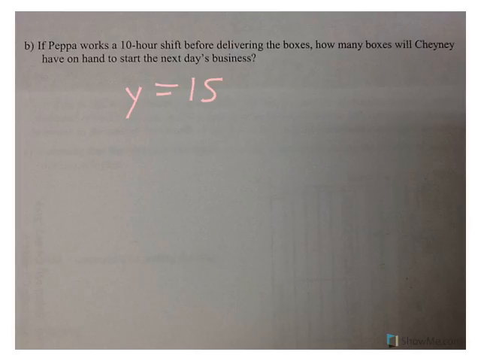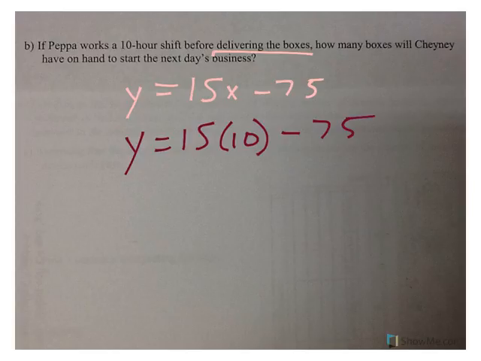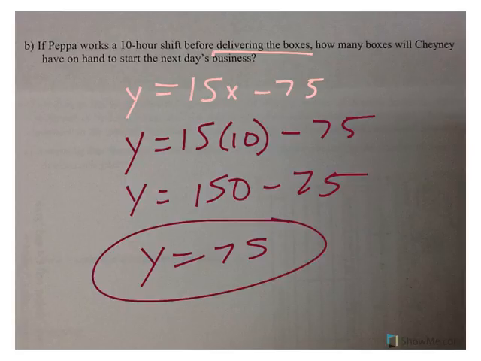So we've got this model. If Peppa works a 10-hour shift before delivering the boxes, how many boxes will Cheney have on hand to start the next day? Right? Because she's delivering the boxes. So if she works 10 hours, she can make 150 boxes, but then 75 are going to the other store. So Cheney will have 75 to start the next day. I think that makes sense because she's delivering.